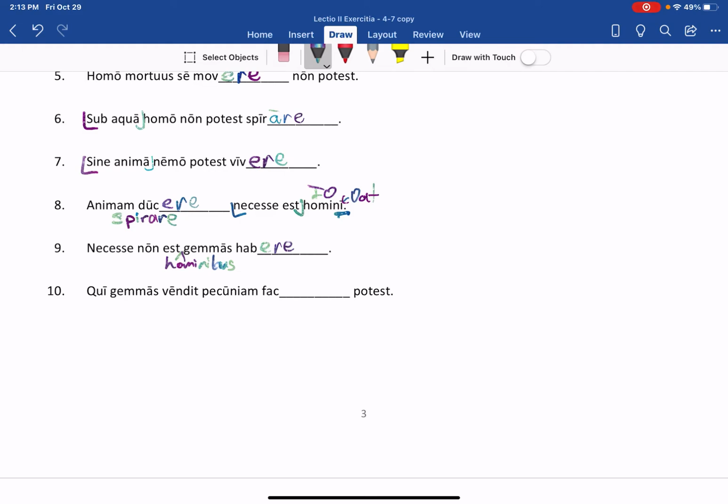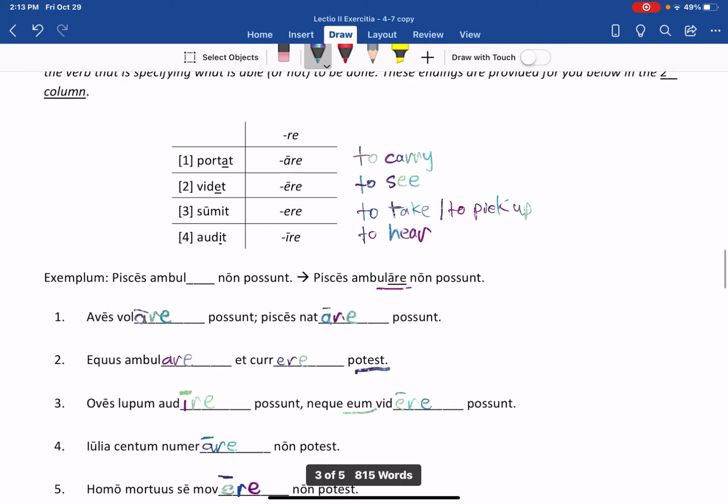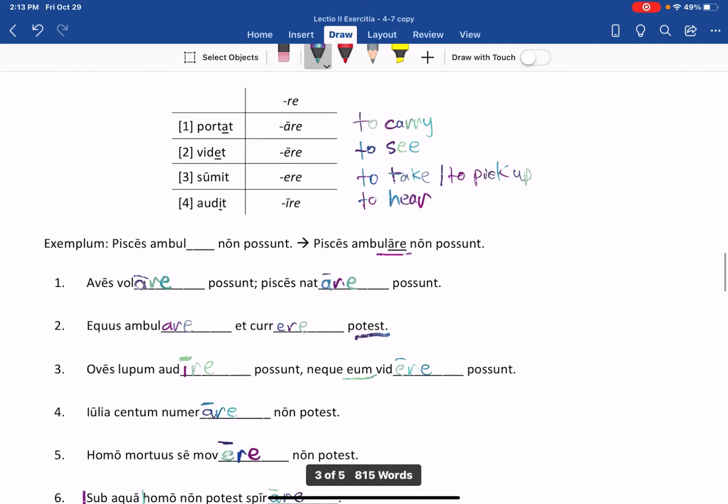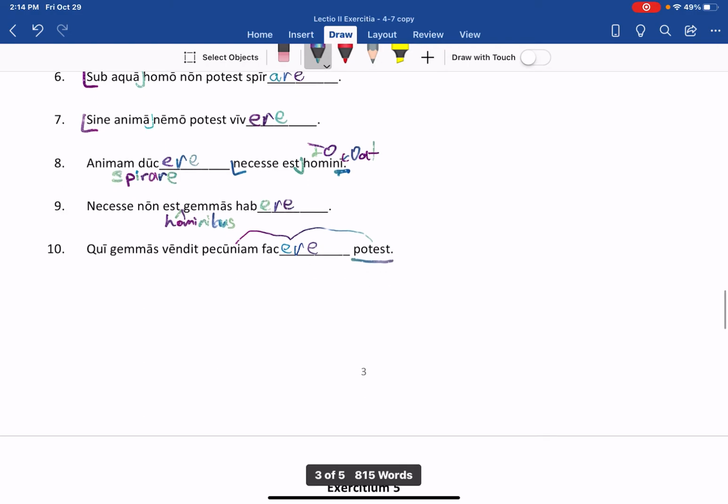Number 10, qui gemas vendit pecuniam facere potest. Who sells gems, potest, is able to make money. Pecuniam facere. So that was exercise 4. I hope that makes sense. If there's anything that's unclear, please highlight it, circle it, bring it with you to class tomorrow, and you can ask me when I come around to check your corrections.